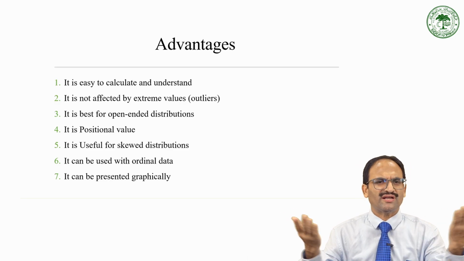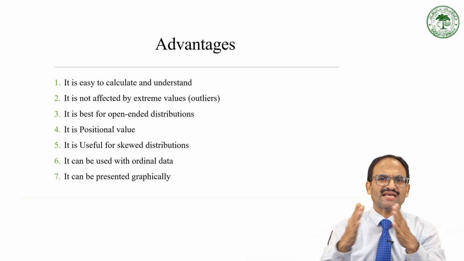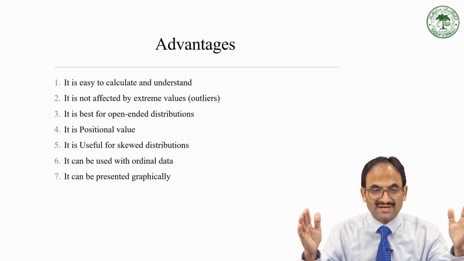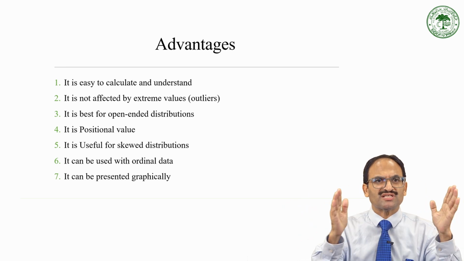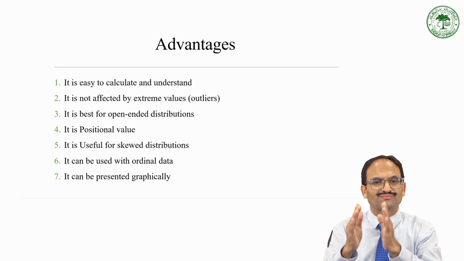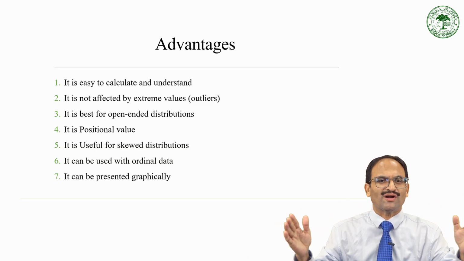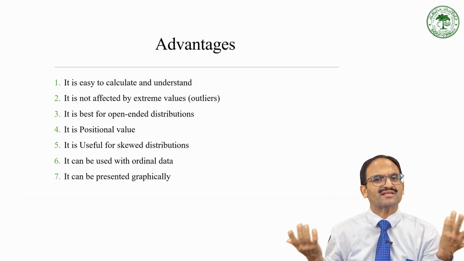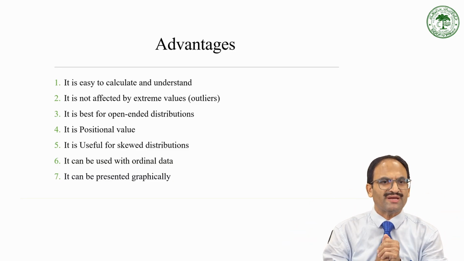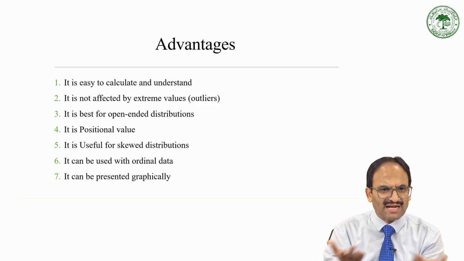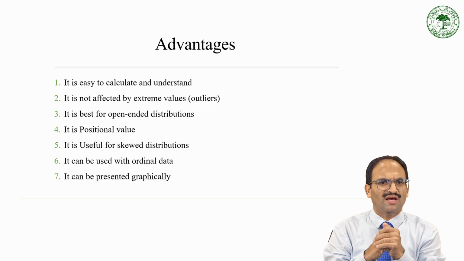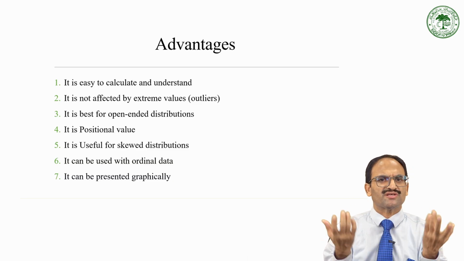Definitely it is very easy to calculate. In the case of mean, you have to find the sum and then divide it by the count of all the numbers. But here we have nothing to do; we just have to arrange the numbers in ascending order. So it is easy to calculate. Definitely it is not affected by extreme values. This is the second advantage of median. It might be good for open-ended distributions. It is a positional value. This is the fourth advantage.